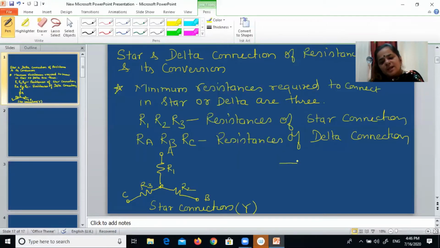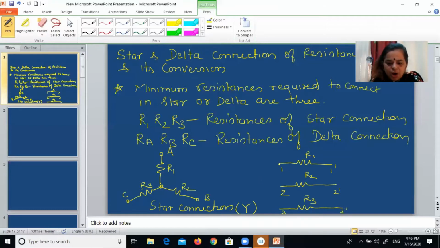Another way of representing the star connection is like this. Suppose this is R1, with ends 1 and 1 dash, and suppose this is R2 with ends 2 and 2 dash, and the third resistance is R3 where the ends are 3 and 3 dash. If I short 1, 2, 3, then that kind of connection is called a star connection. So this is another way of representing the star connection.